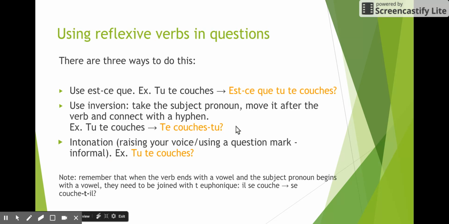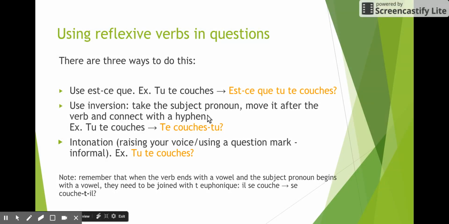Okay, so there are 3 ways to ask a question in French. Everyone knows how to use est-ce que at the start of a sentence. So tu te couches, which means you go to bed. You put yourself to bed, or you're putting yourself to bed. All we have to do is add est-ce que to the beginning. Est-ce que tu te couches? Are you going to bed, or do you go to bed?